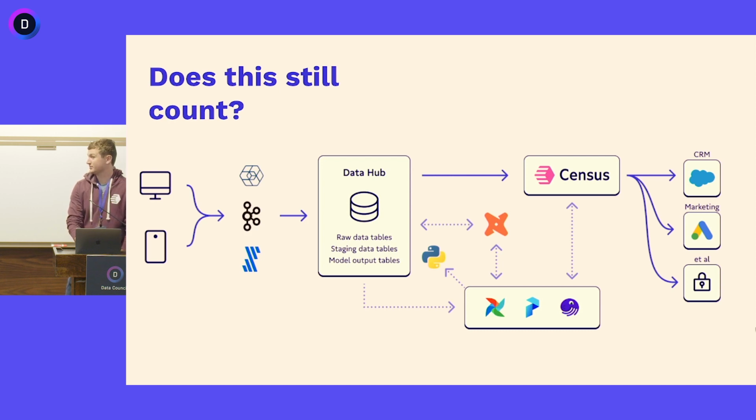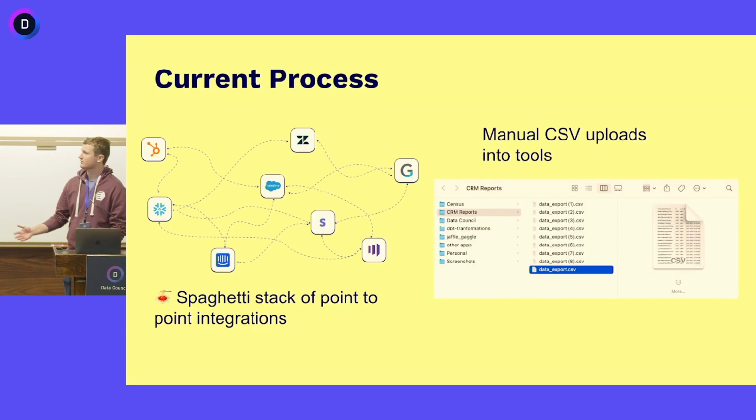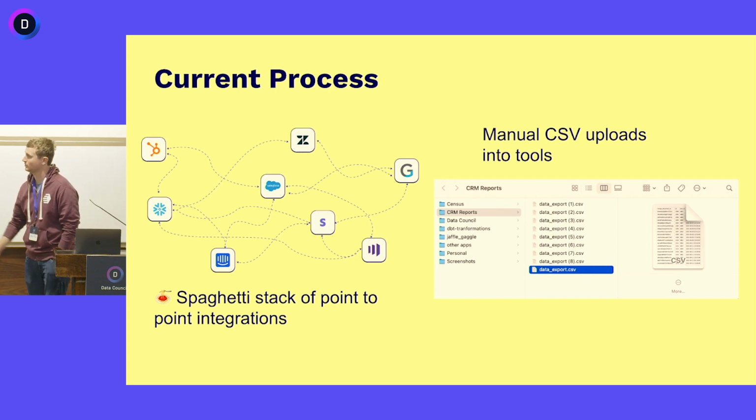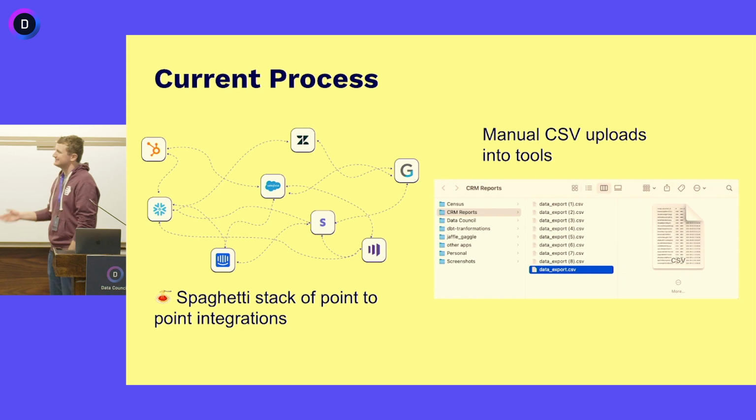A great question is, why is this important? Why would people want to do this? The answer is that the current process generally looks like one of two things, or it doesn't exist. Number one is a spaghetti stack of many different point-to-point integrations. On the other side, there's a bunch of manual CSV uploads into the tools. If you've ever come across a download-upload process with data export 1, data export 2, data export 3, it's probably a good signal that an operational analytics tool like Census might be good for you.